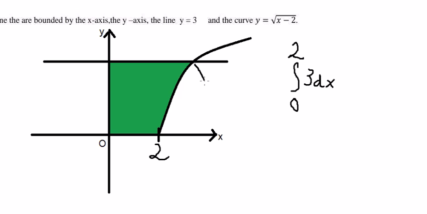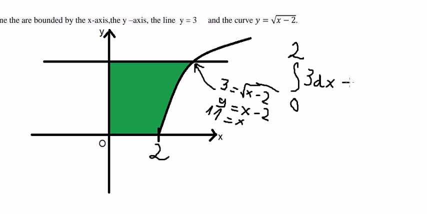Next, we need to find the intersection between y equals 3 and y equals the square root of x minus 2. So we get 3 equals the square root of x minus 2. So you get 9 equals x minus 2. We put negative 2 over to 9, and you get x equal to 11.